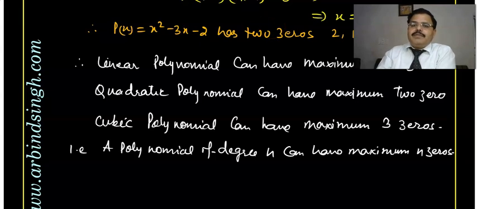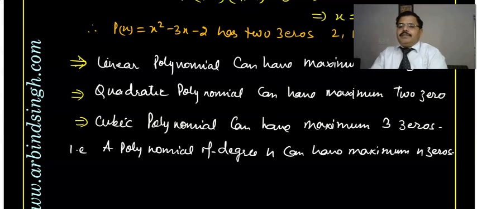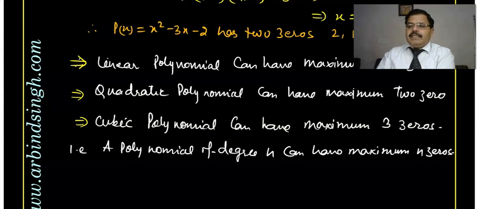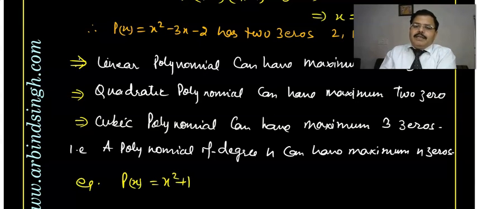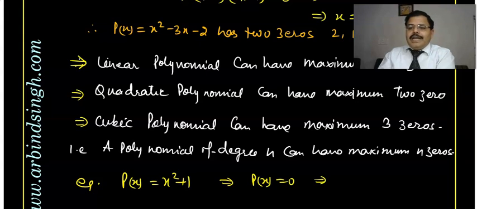Why did I say maximum? We have learned and you have seen here that a linear polynomial has only one zero, a quadratic polynomial has exactly two zeros, a cubic polynomial may have three zeros, but can it be less than one? Can it be less than two as well? Yes, there is a possibility. For example, if I consider a quadratic polynomial x² + 1, but there is no real value of x. If you want to find the zero of the polynomial, for that you will put p(x) = 0, isn't it?